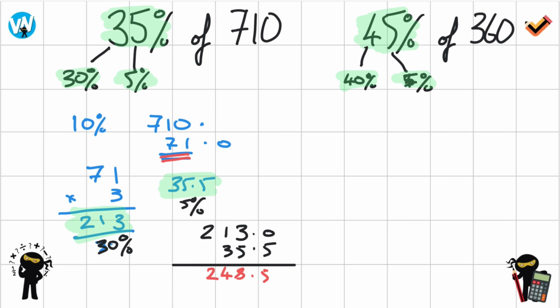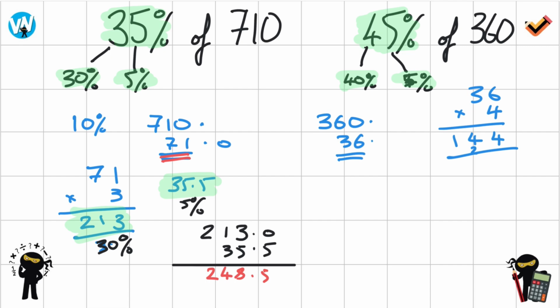And the next one, 45% of 360. So I need to find 40%. So 360. So I know I've got 36 is my 10%. So I'm going to times that by 4. So 36 times 4. 6 times 4 is 24. Carry the 2. 4 times 3 is 12. Add the 2 is 14. So we've got 144. So 40% is 144. And I don't want to forget that's over here.